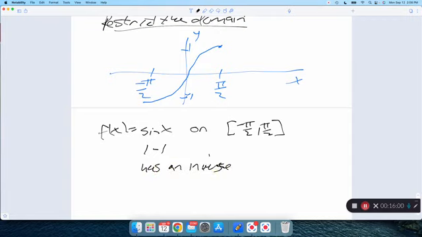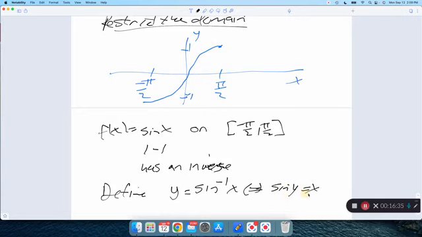That says inverse. So we'll define y equals inverse sine of x. That does not mean 1 over sine. That is not an exponent right there. We already know what 1 over sine is. That's cosecant. This ain't cosecant. This is inverse sine, and it's defined to be y equals inverse sine of x if and only if sine of y equals x. If they undo each other.